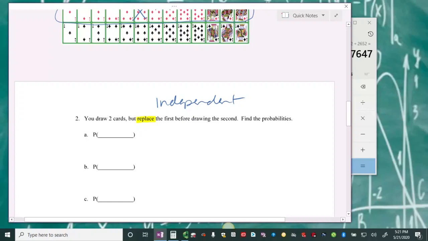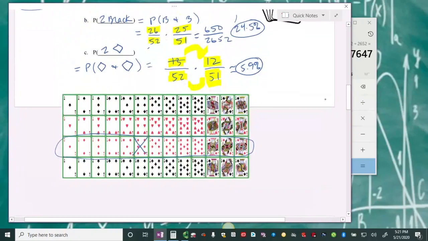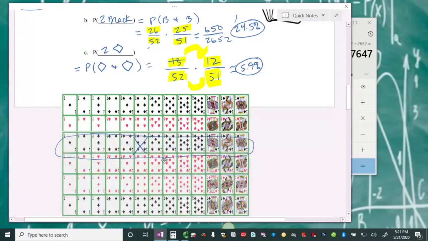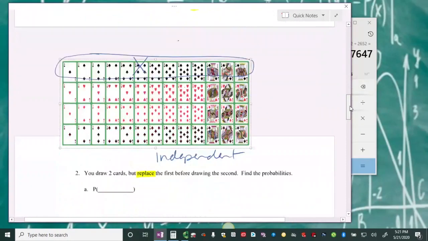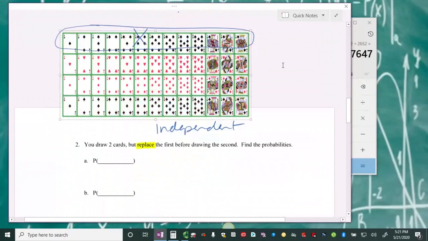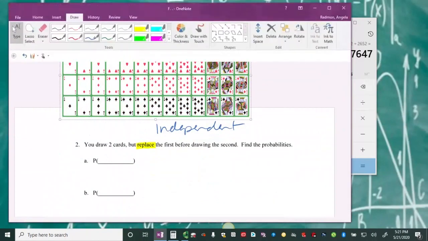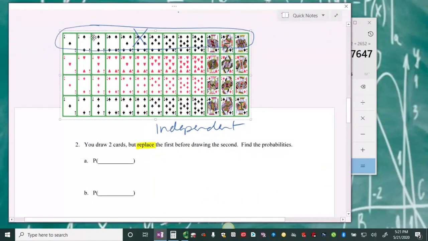So I can just go ahead and use this, and draw it down so we can see it. I draw my blue pen as well. Okay, so I've got my independent events. The probability that I draw 2 cards now. For this one, let's do 2 queens to start.